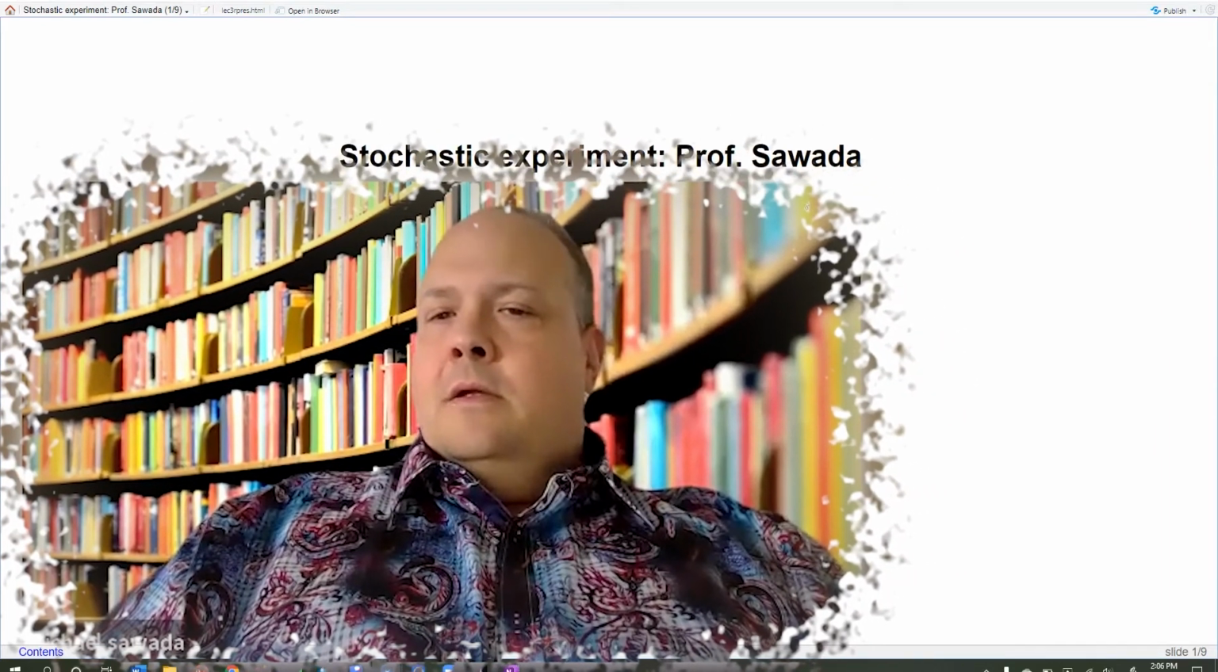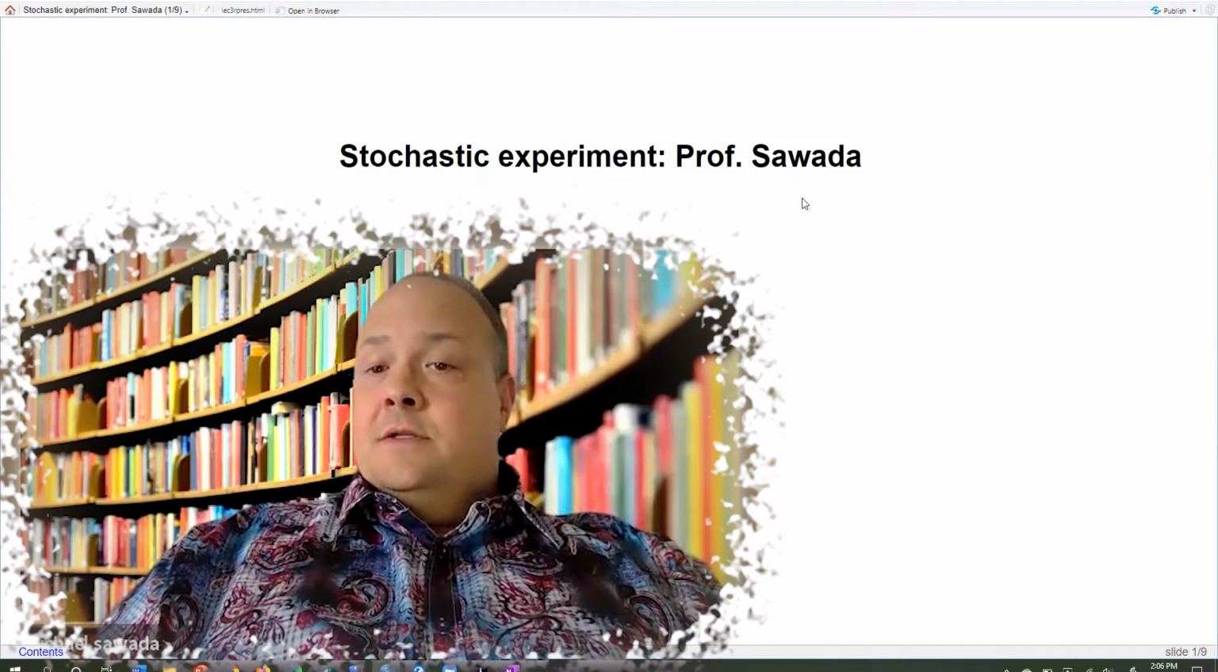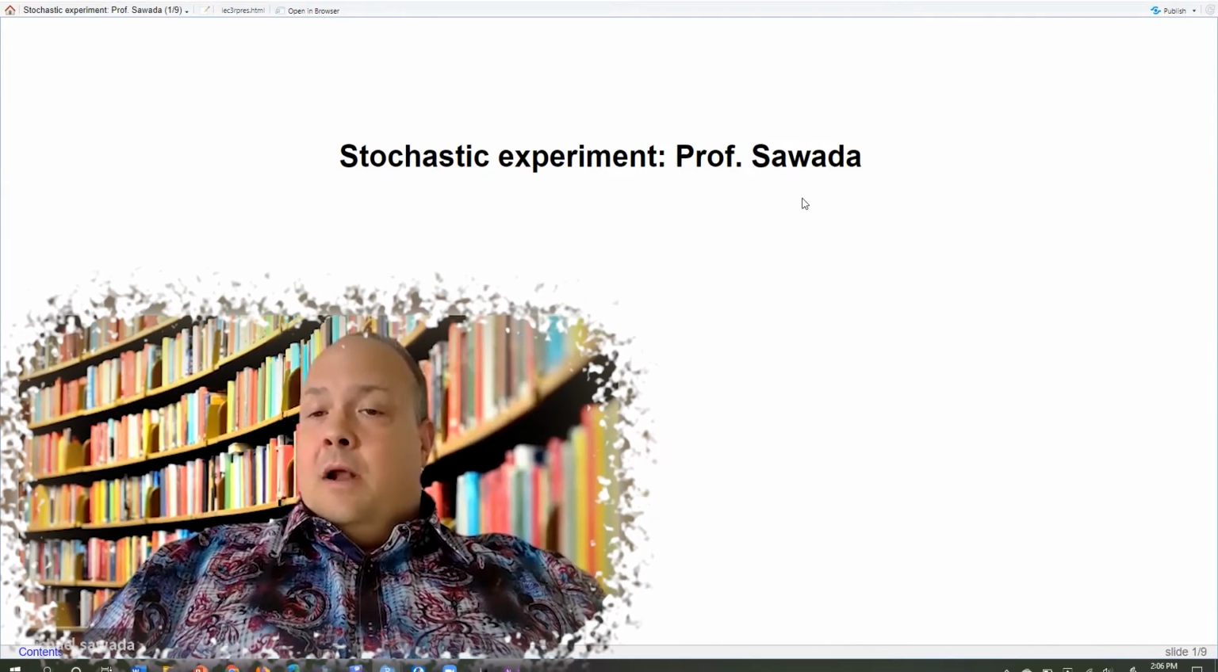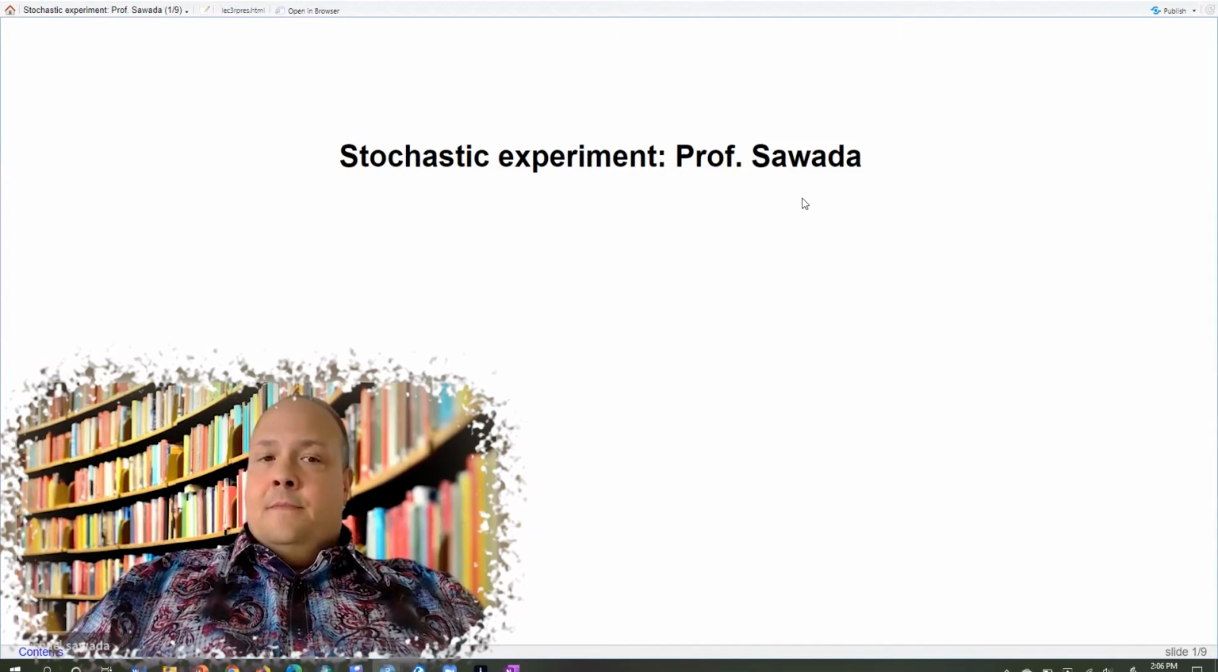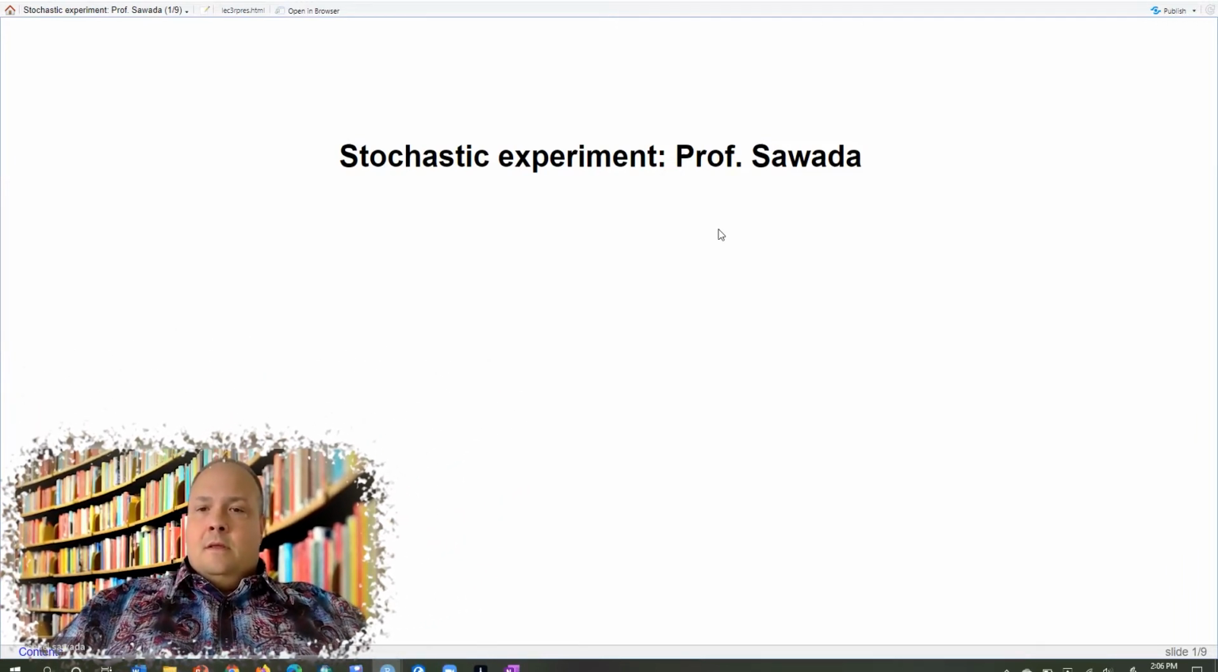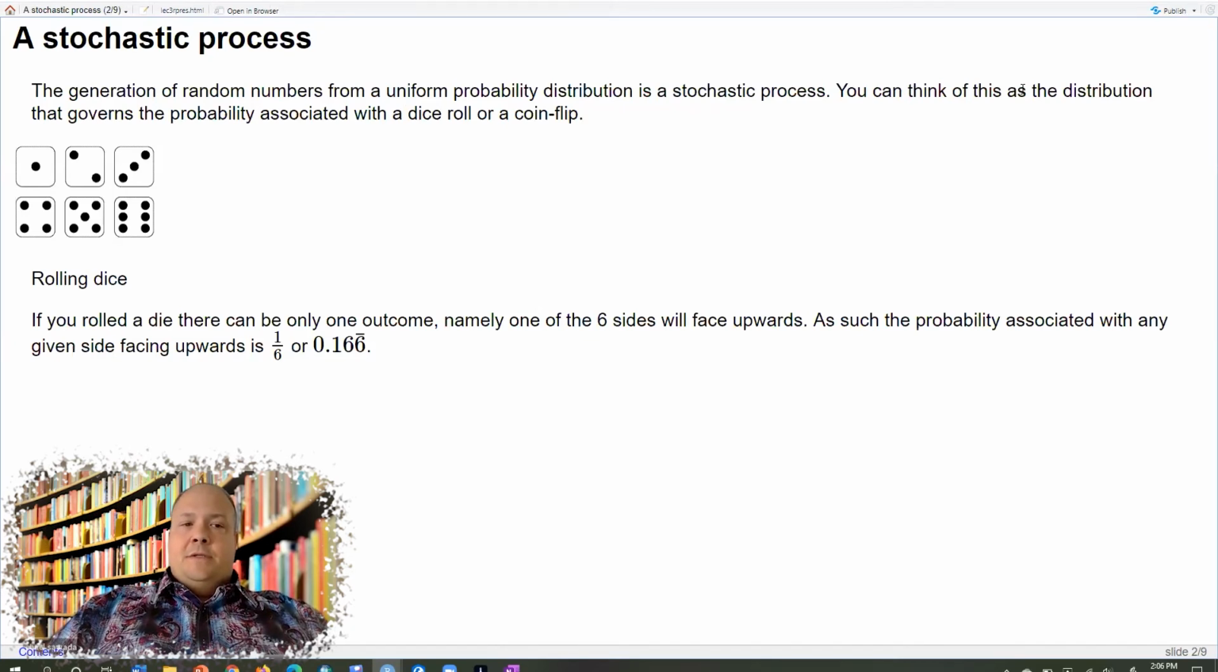So this stochastic experiment, we'll look at what we call the uniform probability function, which governs things that happen with equal probability and independently. So a stochastic process has to do with the generation of random numbers, in this case, from a uniform probability distribution. And whenever we take random numbers from some distribution, that's a stochastic process. Stochastic meaning having to do with random numbers or chance.